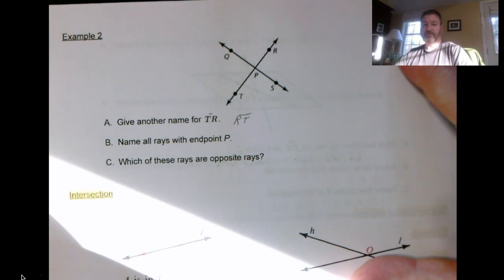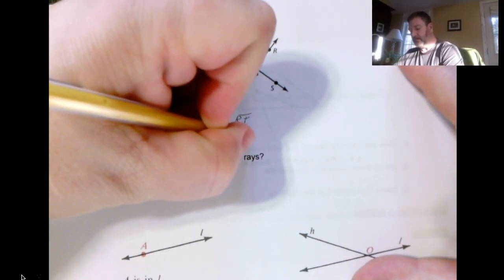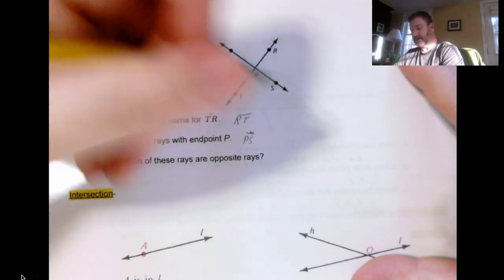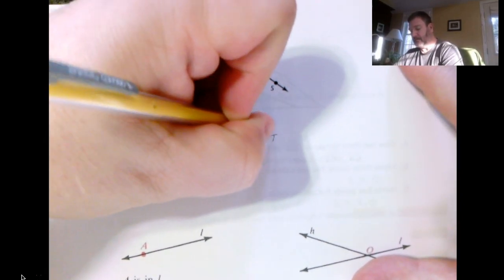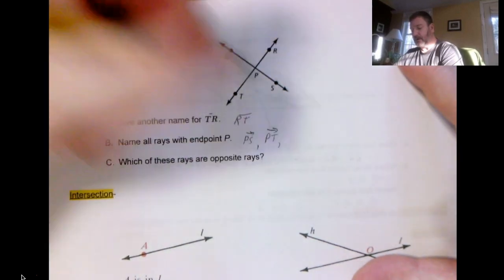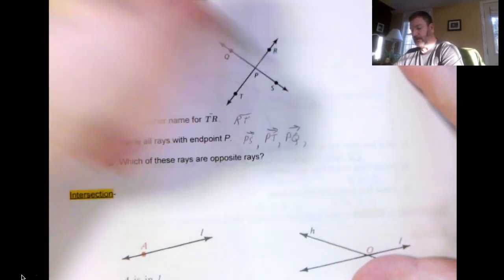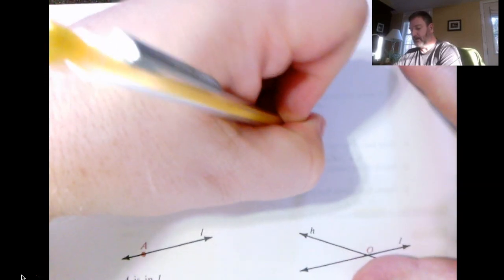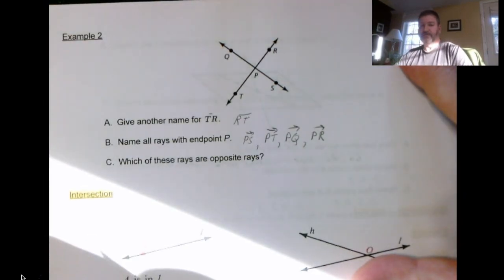Name all rays with endpoint P. So we have ray PS, ray PT, ray PQ, and ray PR. These are all rays with endpoint P.